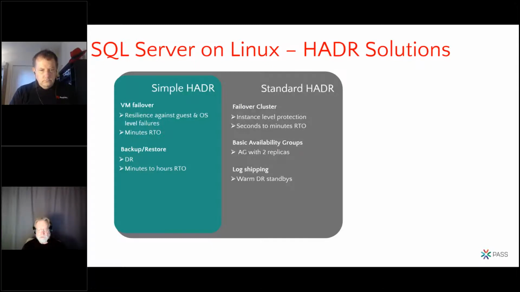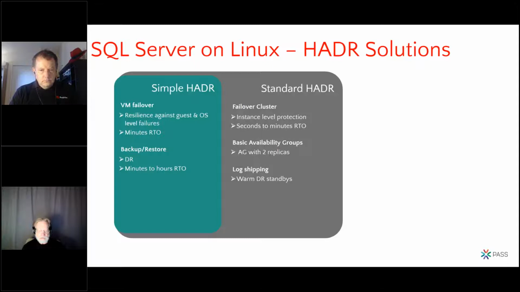Basic availability groups is the first tier of availability groups. It's designed to match the technology of the older, or the surface area of the older database mirroring technology. So you're limited to 2 replicas. The secondary is just passive. There's no way to access the data on the secondary.